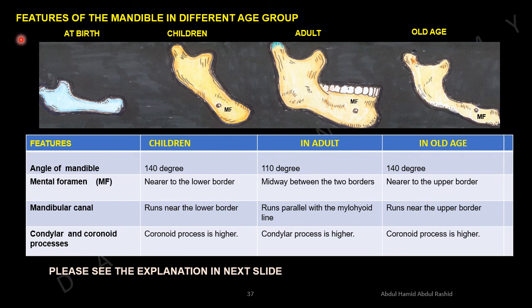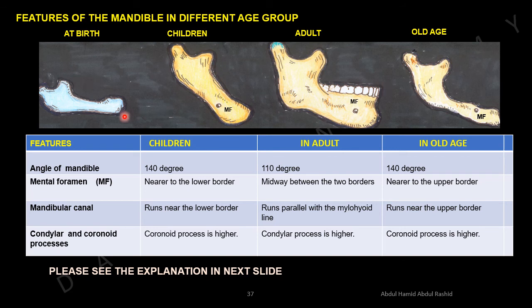Features of the mandible in different age groups. This column is features, this column is for children, this column is for adults, and this is for old age. The first feature is the angle of the mandible. In children, it is about 140 degrees, in adults about 110 degrees, and in old age, it is about 140 degrees.